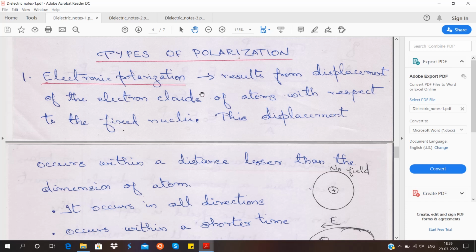Now, in order to understand this one, you have to consider an atom which has a nucleus at the center and is surrounded by electrons in different orbits. So this is a basic atomic structure which we all have learned, and we know that in the different orbits there are many electrons revolving around this nucleus.